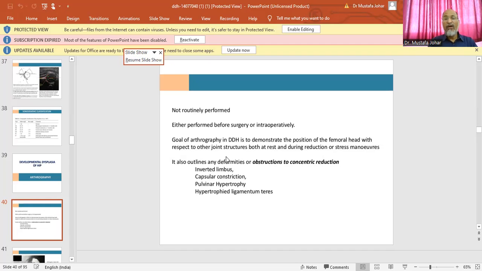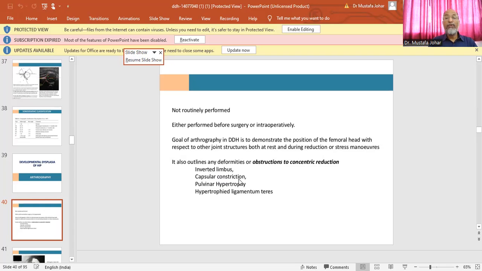Some of the things which can be within the acetabulum are the inverted limbus: the acetabular rim cartilage edge becomes inverted because of the constant head pressure. Then you have capsular constriction, because the child is all the time trying to push the head inside, and the capsule is getting stretched and constricted at the vertex of the head.